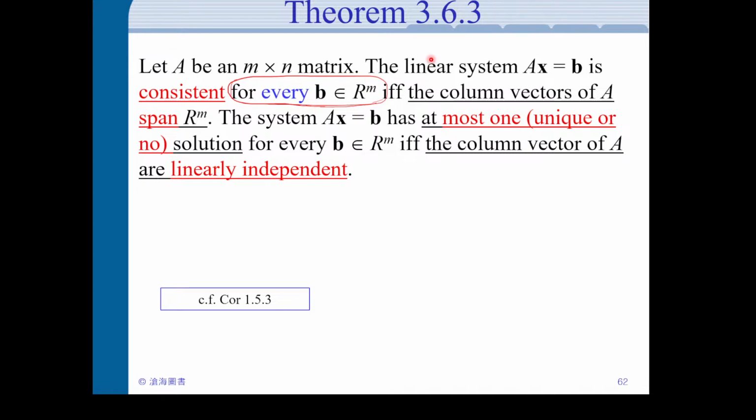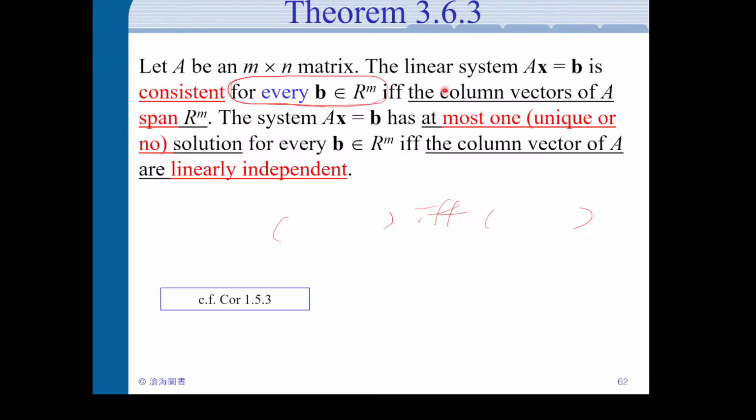But the first statement now looks a little different. The first statement is that Ax equal to b is consistent, and then we have this for every b in Rn after this statement. So how do I express this? What I want to say is that if the second statement happens, then the first statement will happen for every b. So the difference here is the second statement.